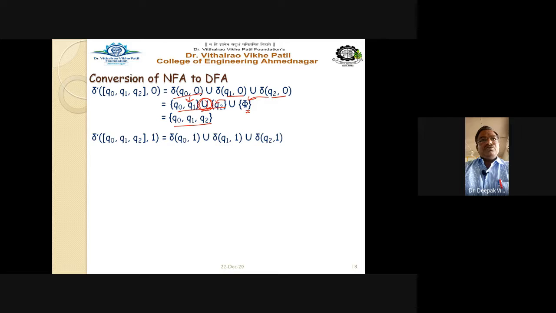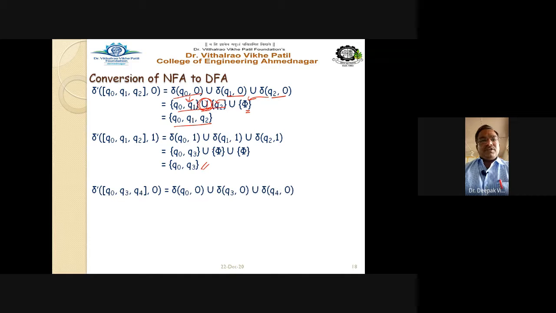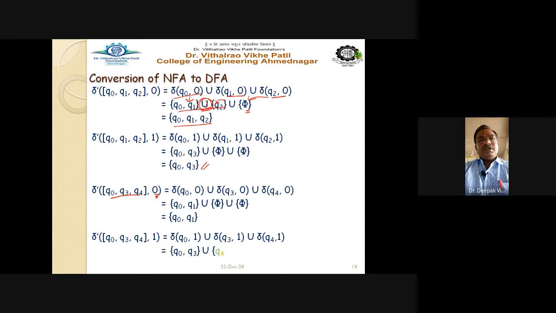Then delta dash of [Q0, Q1, Q2] on input 1, we are getting [Q0, Q3]. This state's transition is already calculated. Then take the next state, [Q0, Q3, Q4], on input 0: [Q0, Q1] union phi, that is equal to [Q0, Q1], not a new state. On input symbol 1, again we get [Q0, Q3, Q4], which is also not a new state. The state already exists, and we have already found its transitions on input symbols 0 and 1.